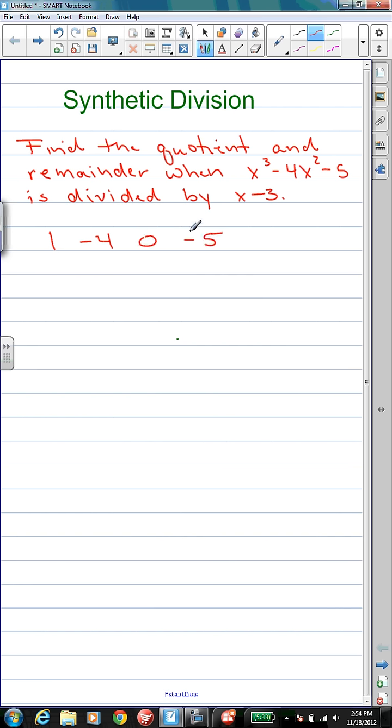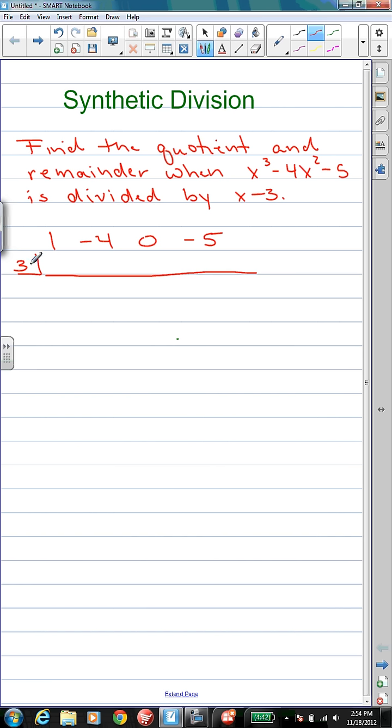And now I'm dividing it by x minus 3. When we do that, if we think about what our factors are, our zeros are, x minus 3 looks at 3 being a 0. So I'm going to use 3, not negative 3, but 3. And I'm going to do synthetic division with 3.